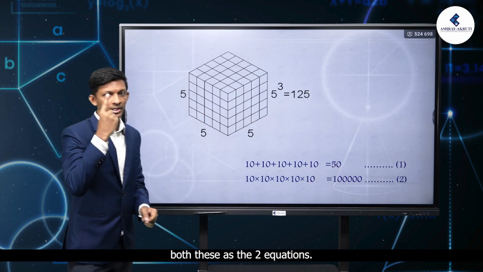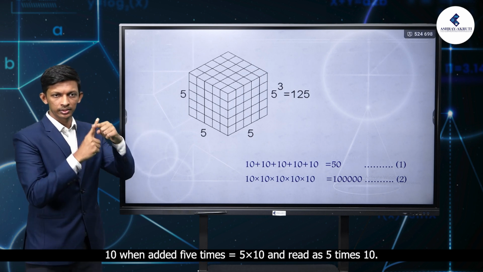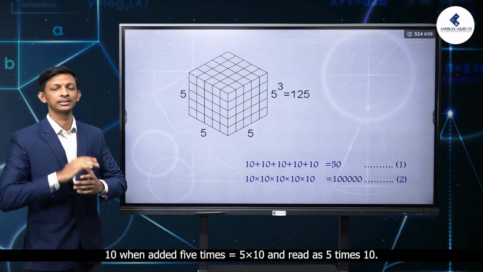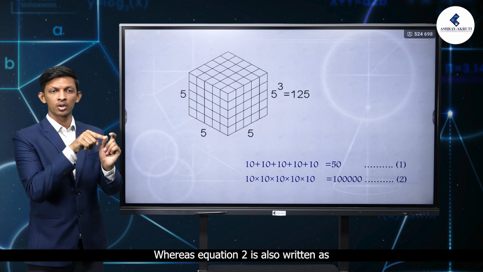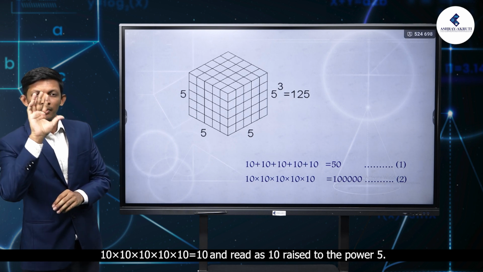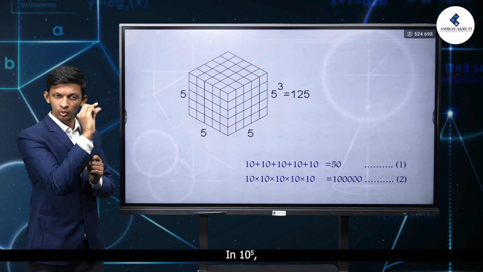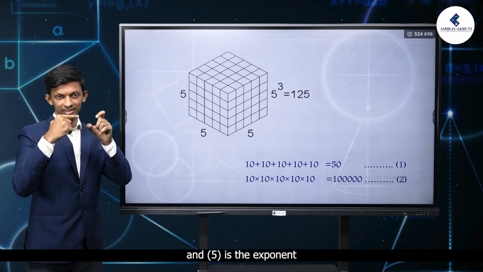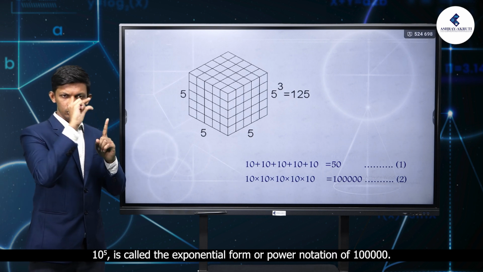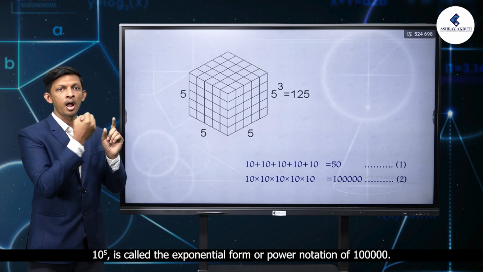So, we have taken both these as the two equations. Equation 1 can also be written as 10 added 5 times is equal to 5 into 10, and read as 5 times 10. Whereas equation 2 is also written as 10 multiplied 5 times is equal to 10 to the power of 5, and read as 10 raised to the power of 5. In 10 to the power of 5, 10 is called the base and 5 is the exponent or index or power. 10 to the power of 5 is called the exponential form or power notation of 1 followed by 5 zeros.